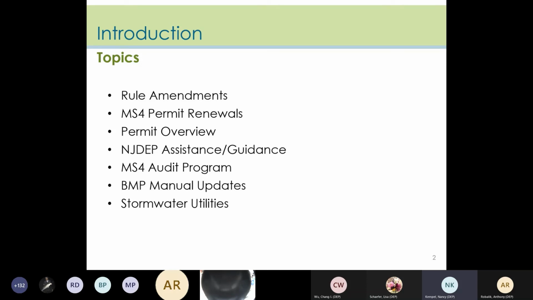We also have our guidance document, the BMP manual, where we're continuing to update various subchapters. With the pandemic, we have revised our audit program over the last year, since we were not going out in the field, and we've been doing a lot more of our audit program online. We'll also touch on some of those BMP manual updates and also a quick update and discussion on stormwater utilities.